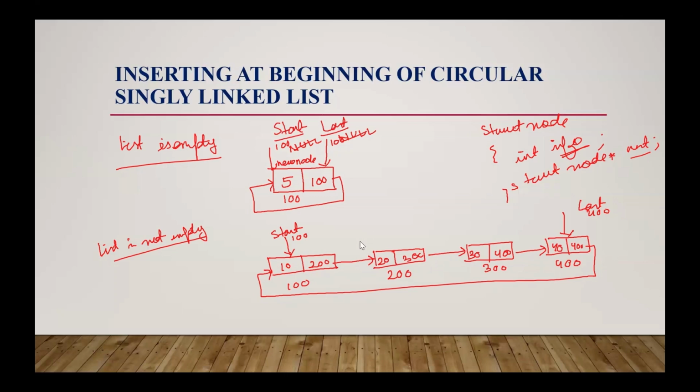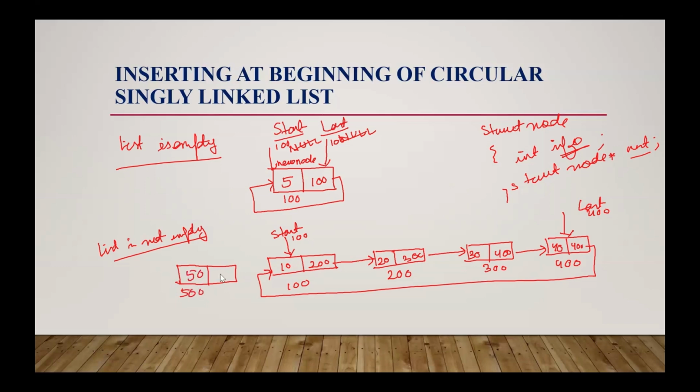Now what is our operation? The operation is to insert at the beginning, meaning here we have to insert. So what are the steps? The first step is memory allocation. For example, the memory allocation is done and the memory address is 500. Now we have to store the information here. For example, we store the information 50.